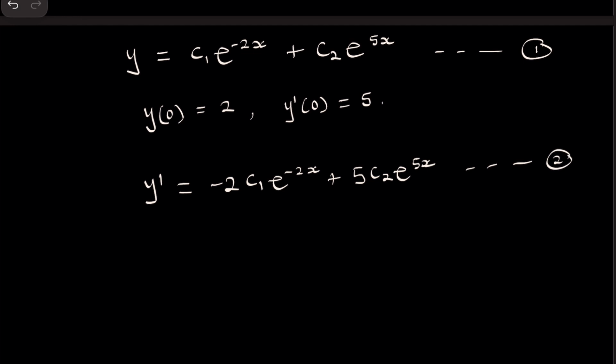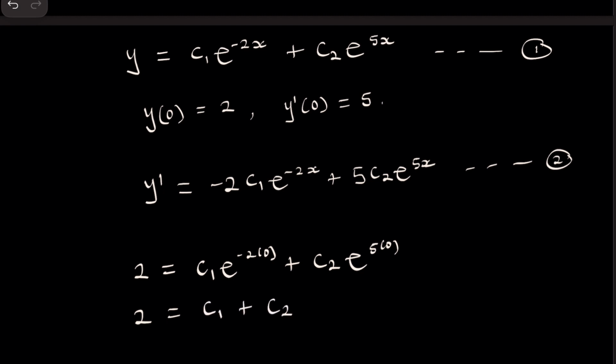So from the first subsidiary condition, we have y of 0 is equal to 2. That's when x is equal to 0, the value of y is equal to 2. So we are going to substitute x is equal to 0 and y is equal to 2 in equation 1, because that's the y equation, right? And so we are going to have 2 is equal to c1 e^(-2 times 0) plus c2 e^(5 times 0), which simplifies to c1 plus c2. We call this equation 3.